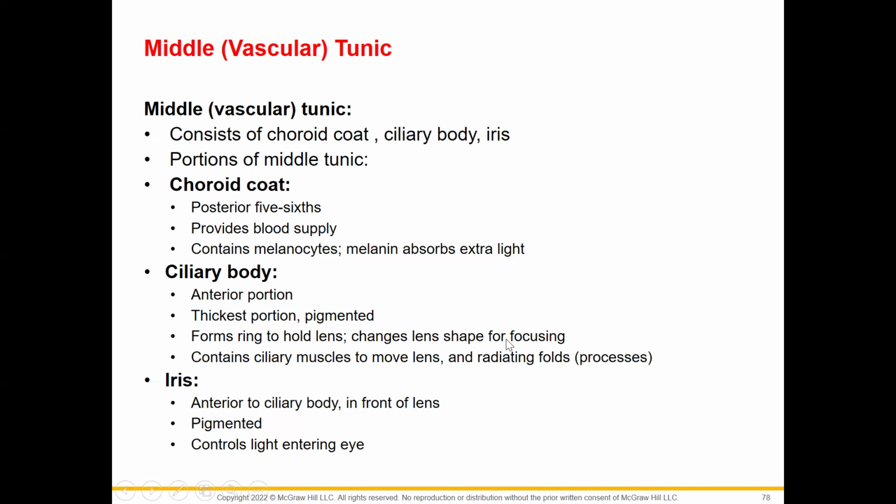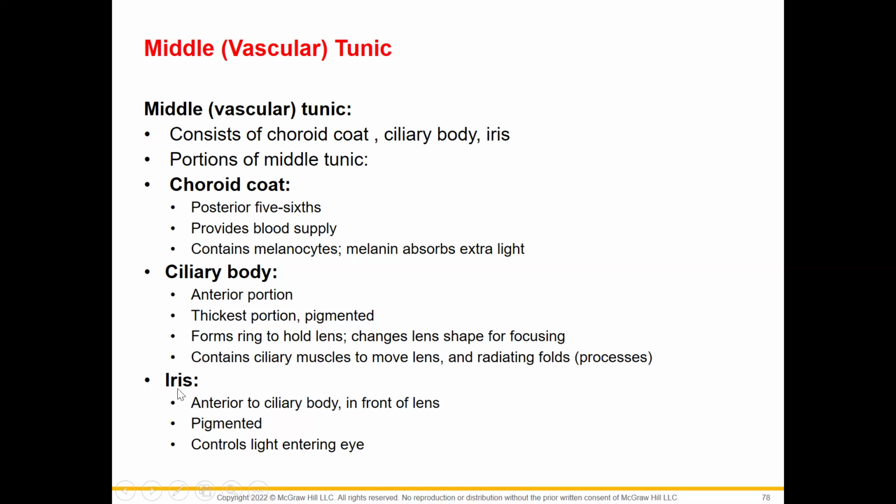So the lens of your eye, just like the lens of a camera, is what helps to focus so that when you're looking at something, you can try to see it more clearly. And it's because of these ciliary bodies that the lens can change shape in order to help you focus better. It contains ciliary muscles that move the lens, along with the radiating folds.